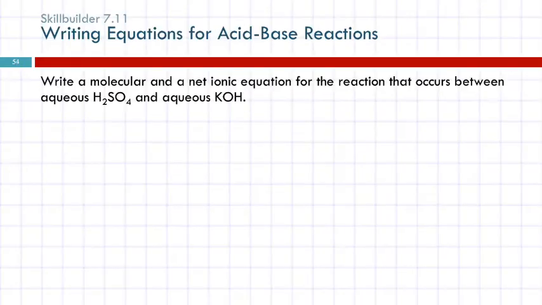So let's look at how this works. We're asked to write a molecular and a net ionic equation for the reaction that occurs between aqueous H2SO4 and aqueous KOH. That's sulfuric acid and potassium hydroxide. So the reactants, you've got H2SO4. It's aqueous. And we've got potassium hydroxide. It's aqueous.